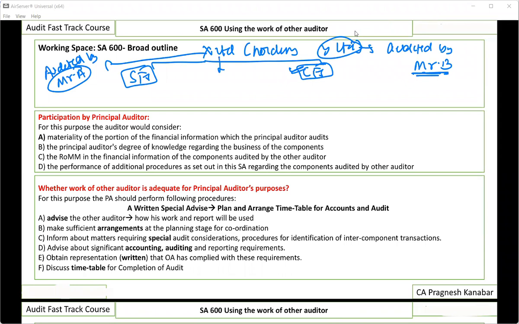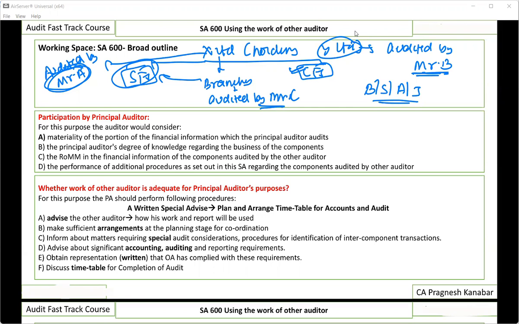But let us say X Limited also has branches, and the branches are being audited by Mr. C. So even while Mr. A is auditing standalone financial statements, because branches will be consolidated with standalone financial statements only, correct? Obviously Mr. A is going to use the work performed by Mr. C, that is the branch auditor. So whenever you are going to use the work performed by the branch auditor, the subsidiary auditor, the associate auditor, or the joint venture auditor, and after that you prepare your audit report, that is where you will talk about SA 600, using the work of other auditor.